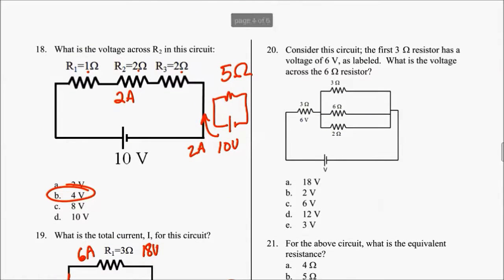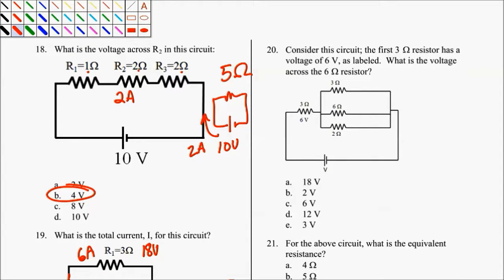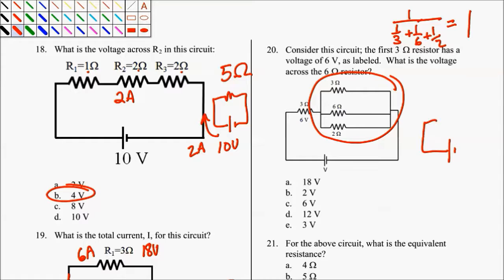Consider this circuit. The first 3 ohm resistor has a voltage of 6 volts as labeled. What is the voltage across the 6 ohm resistor? Well, first let's figure out what is the equivalent of this. That's 1 over 3 plus 1 over 6 plus 1 over 2. So that's going to be 1 over 1, or 1 ohm. So I have a circuit here. I have a 3 ohm resistor here and a 1 ohm resistor here. I know too that I have 6 volts here.